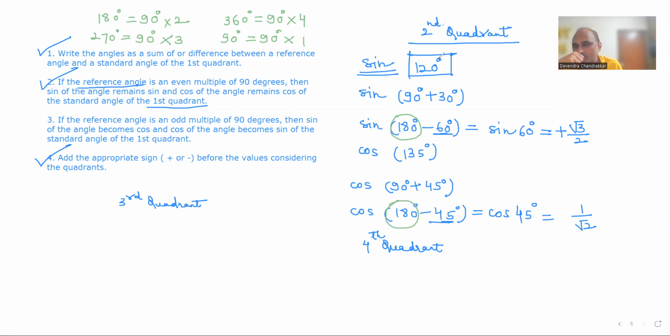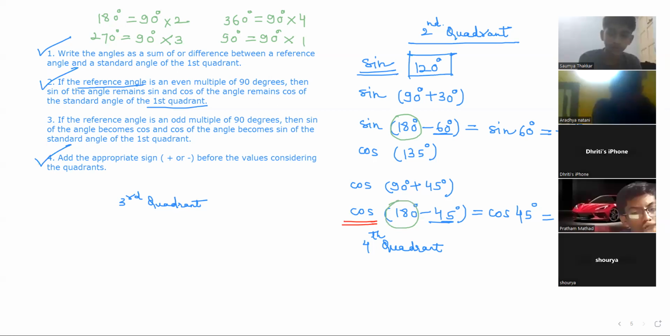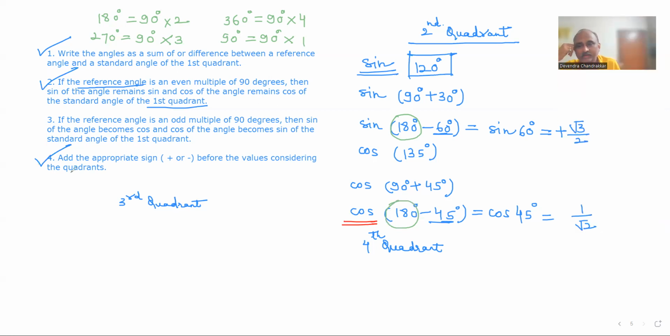Soumya? Positive. Cos, negative. Negative, right? Cos is negative, so I'll put a minus sign here. I hope this is clear to all of you. Yes or no? Yes, sir. Now let's do it for the third rule.